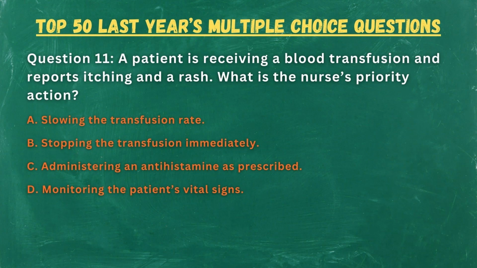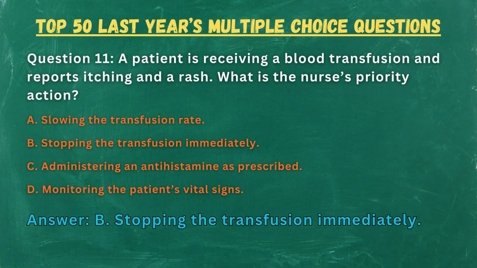Question 11. A patient is receiving a blood transfusion and reports itching and a rash. What is the nurse's priority action? A. Slowing the transfusion rate. B. Stopping the transfusion immediately. C. Administering an antihistamine as prescribed. D. Monitoring the patient's vital signs. Answer: B. Stopping the transfusion immediately.